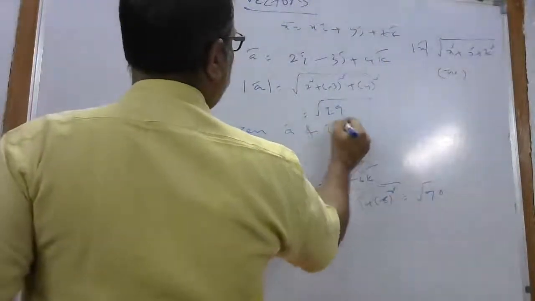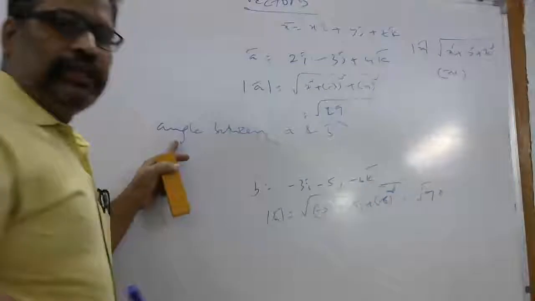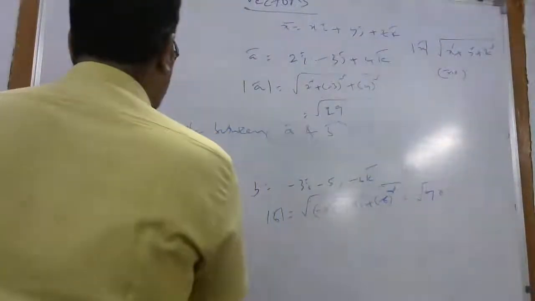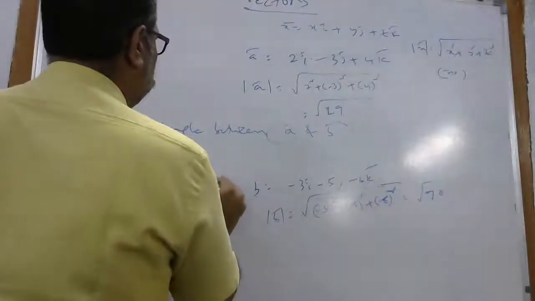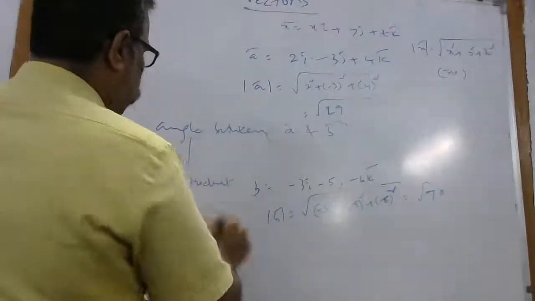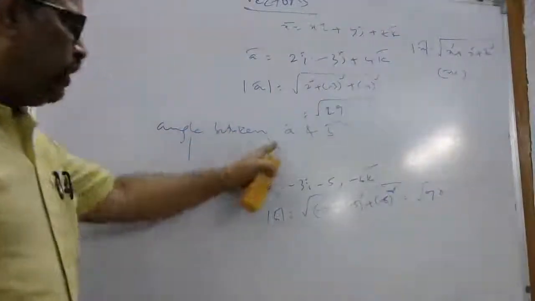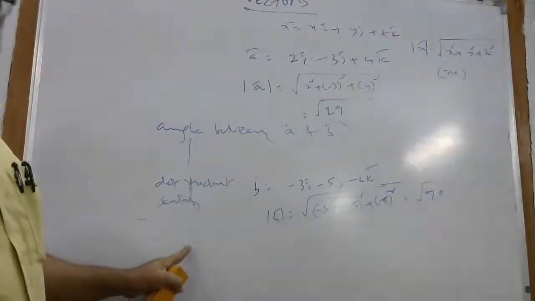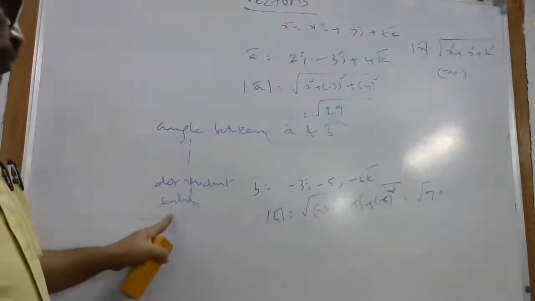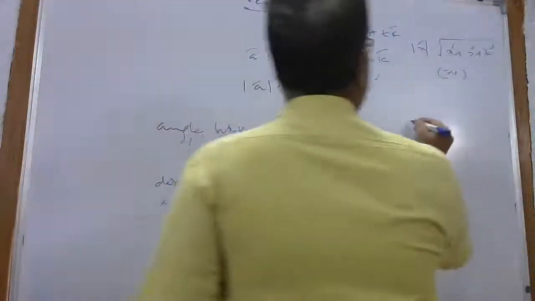This is your question. But I told you, when angle is asked, what do you want to do? Dot product. Once it is angle, you have to use the dot product or scalar product. We are not discussing vector product now. When you want a number as the output between two vectors, then you will use the dot product. Okay. Now tell me.